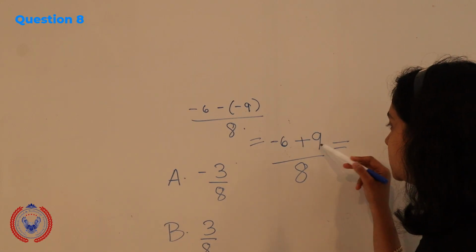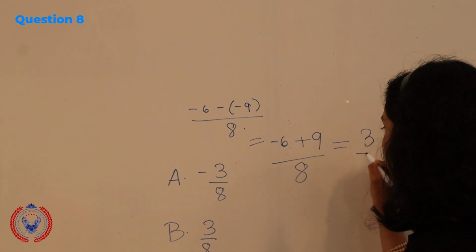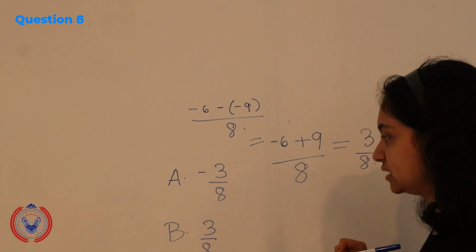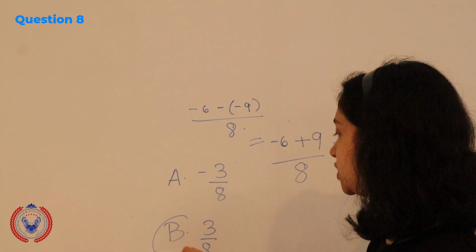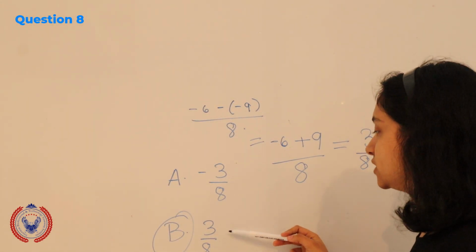So that would be -6 plus 9, which we know is +3 by 8. Hence, the answer is B, 3 over 8. And I don't have to look at the other options. Hence, the answer is B.